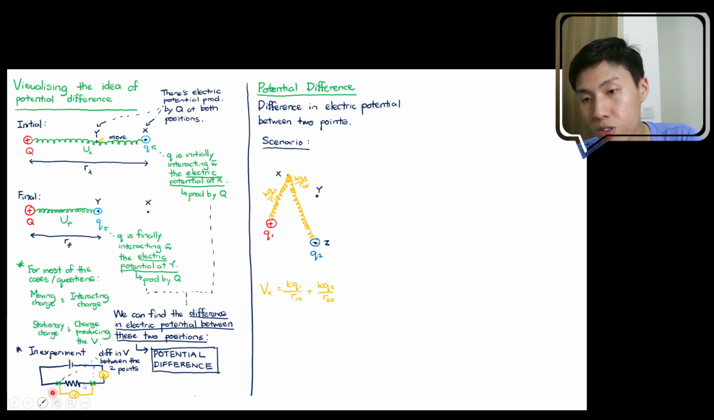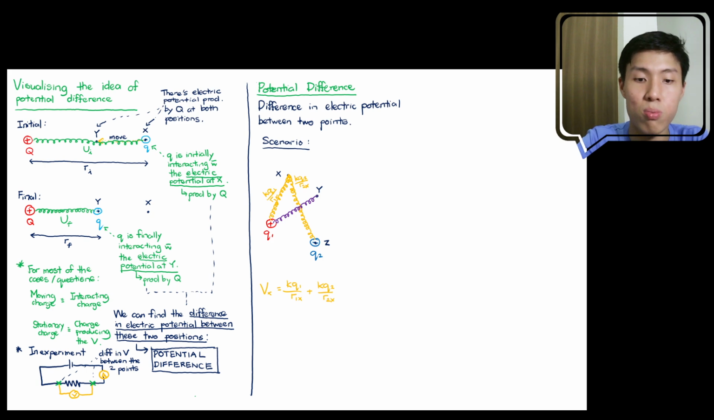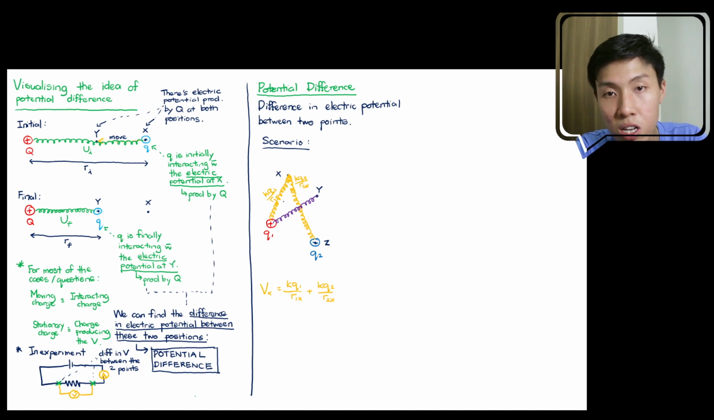So position Y is over here. What I can do is draw springs connecting the charges that produce the electric potential to the point that I'm interested in. So Q1 is producing the electric potential, Y is the point that I'm interested in. So this will be KQ1 over R1Y, the distance between charge 1 and Y.